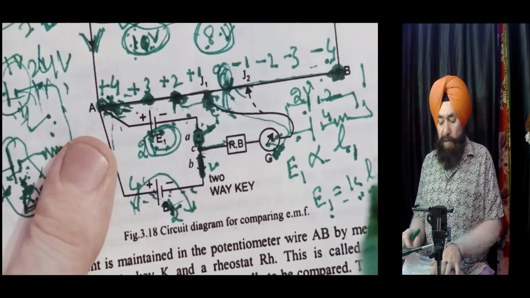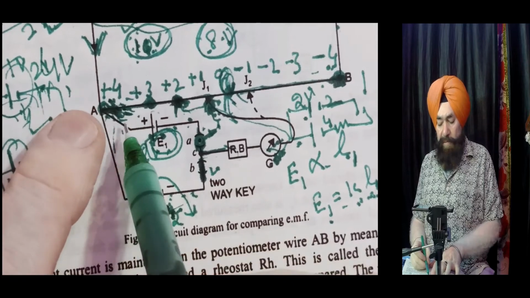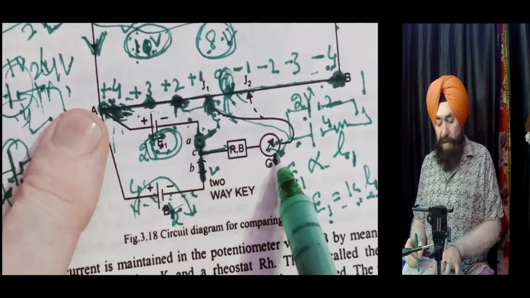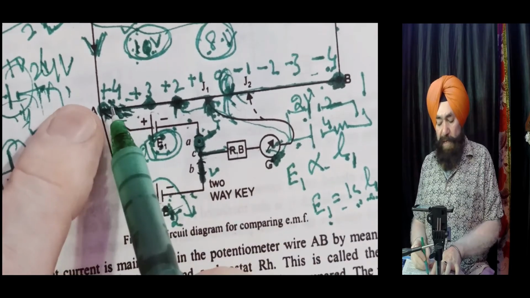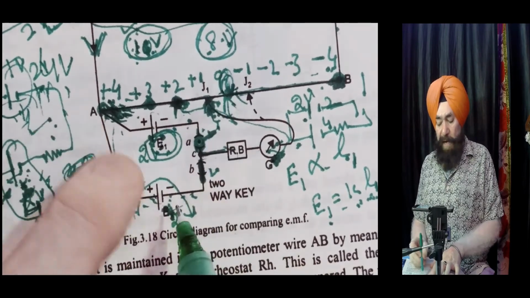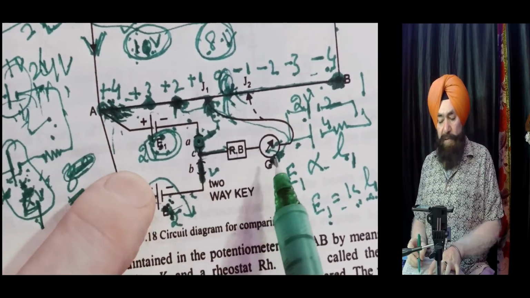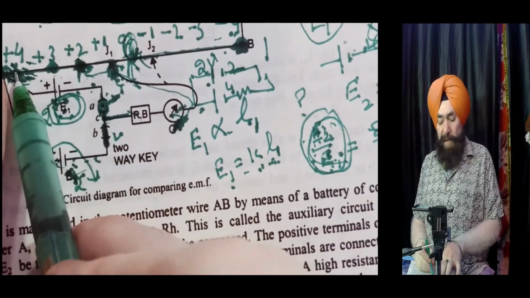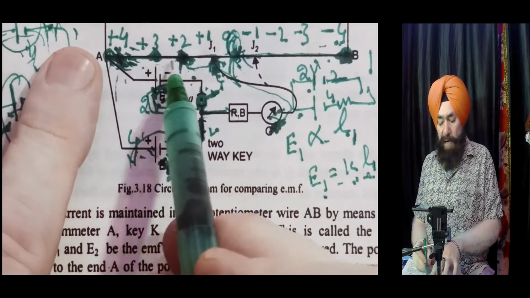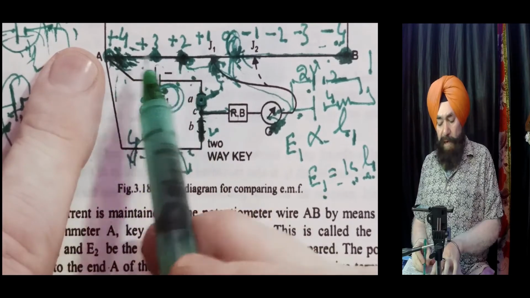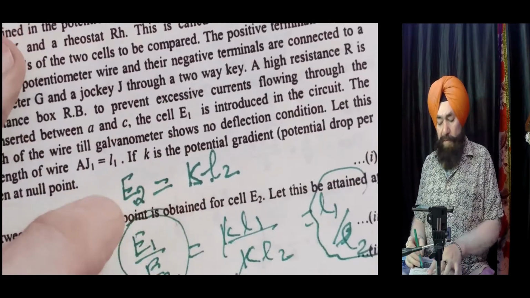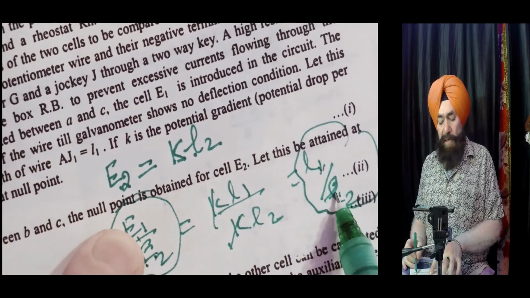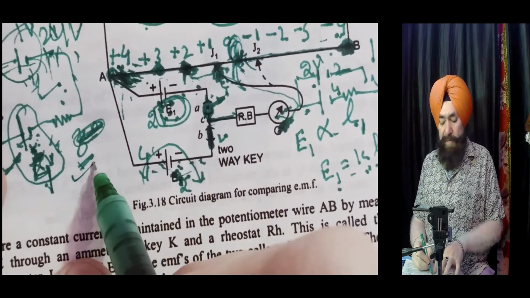And what was L1? L1 is the length when it balances E1, when the galvanometer is showing zero deflection. What is L2, from here to here? It is the length when it balances this and the galvanometer is showing zero deflection. So because I know L1 and I know L2, that means I know E1 upon E2, which is L1 upon L2. So this is all about this practical.